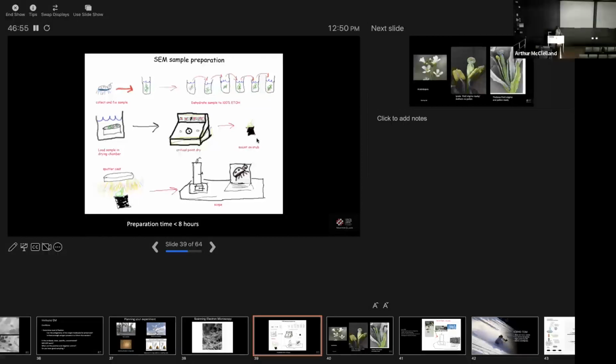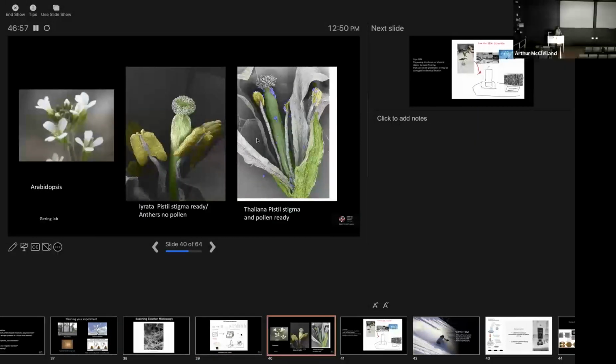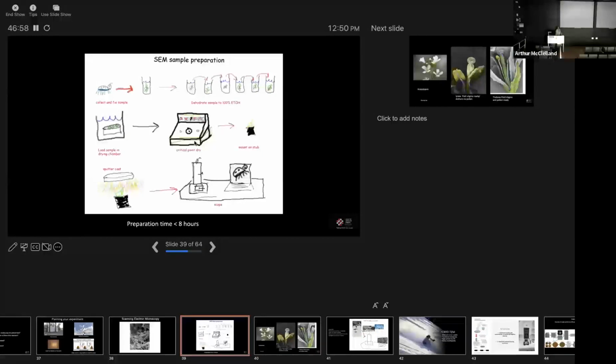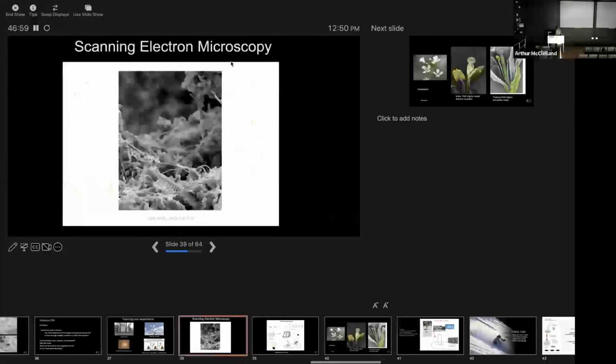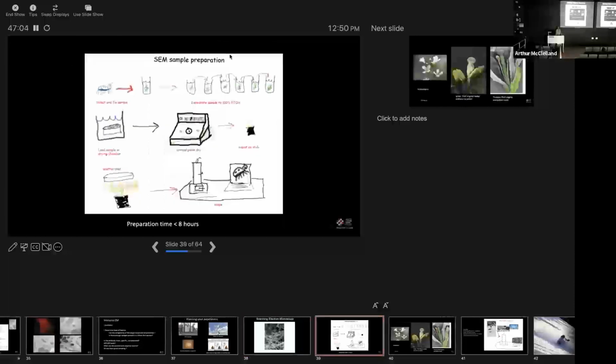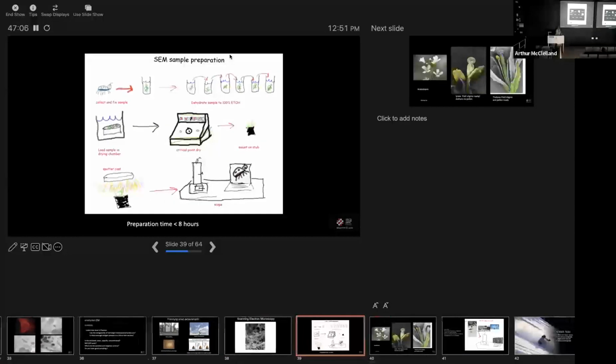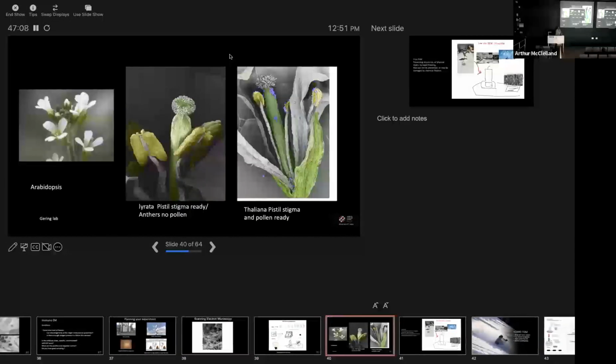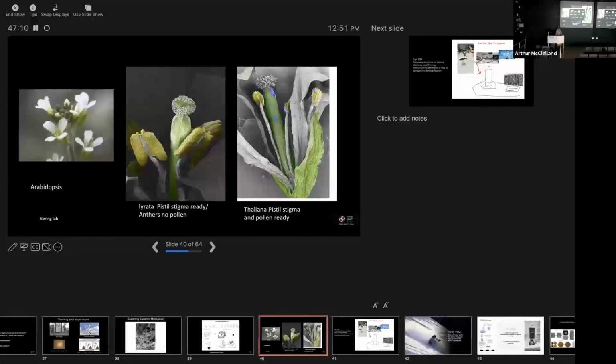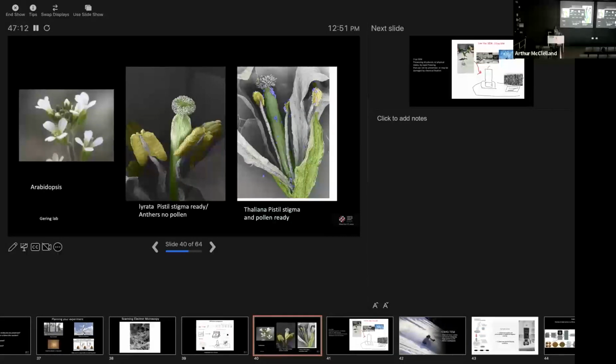Mounted on a stub. Coat it with a heavy metal. And then look at the scope. And again, here are some beautiful examples of how you can really enhance, get the cover of Cell.